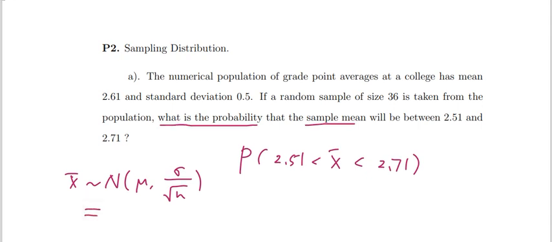Okay. Mu is, so what is mu? Mu is 2.61. So what is sigma? Sigma is 0.5. What is n? So take a sample size 36. Right? So x bar follows this normal distribution. Then we can find this probability.